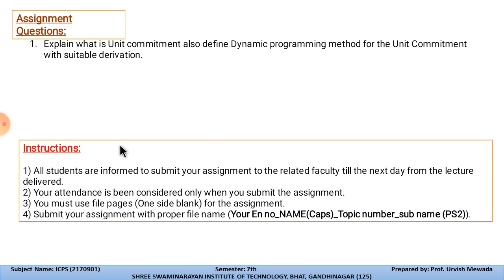After that, you have the assignment question: explain what is unit commitment. Also define the dynamic programming method for unit commitment with suitable derivation. The related instructions which are written below, please read them carefully.